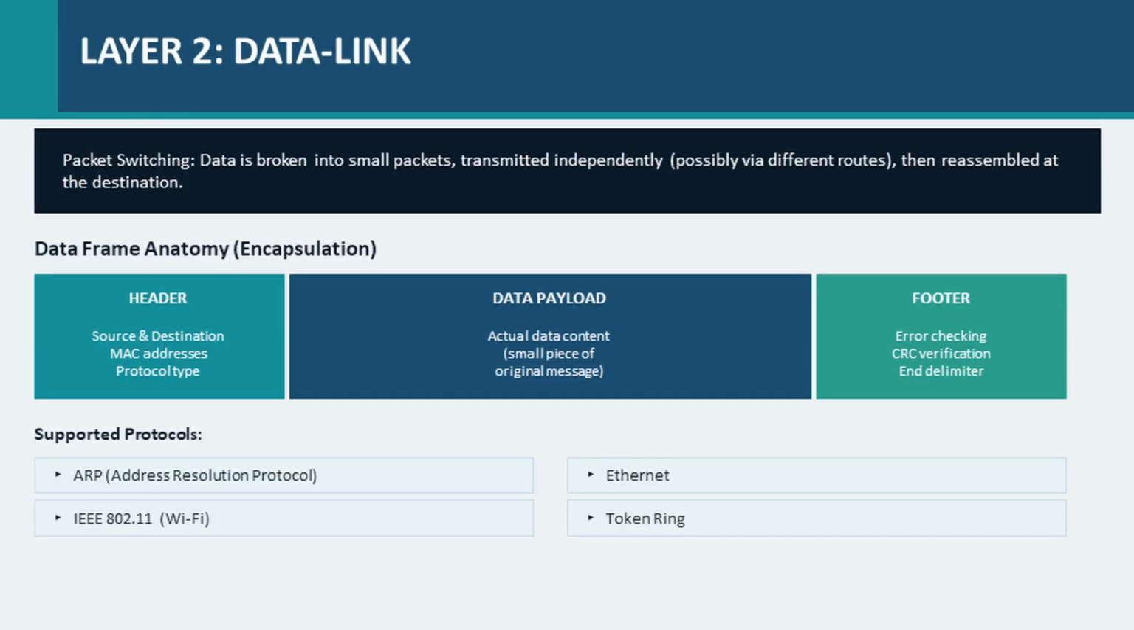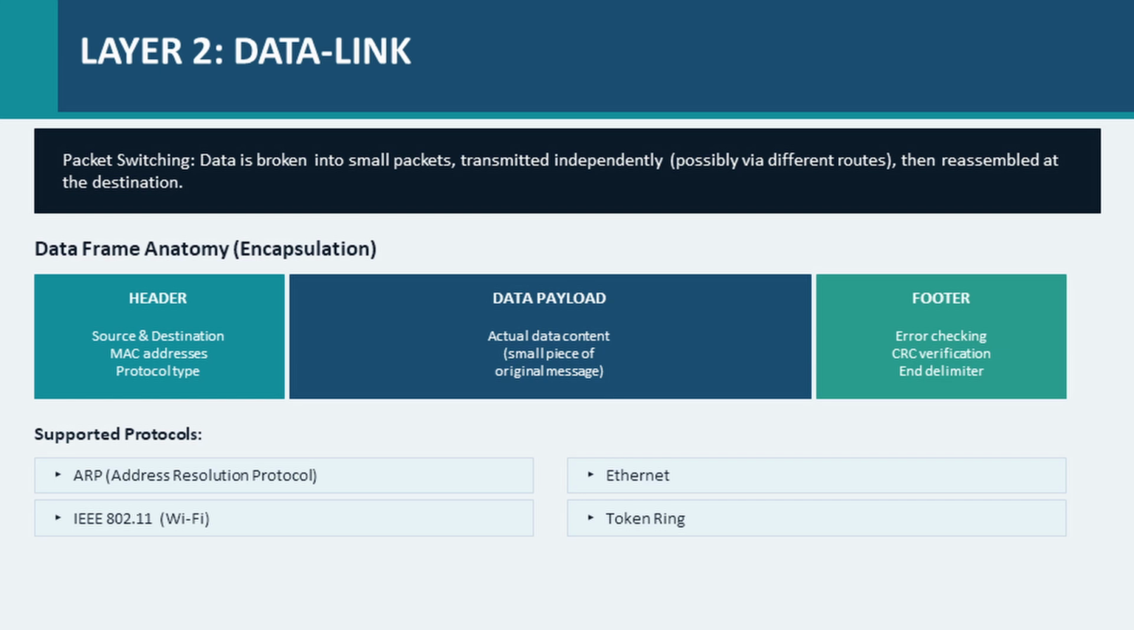Moving up to Layer 2, we have the data link layer. The first key concept here is packet switching. Rather than sending a large message as one continuous stream, Windows networks break data into small, manageable packets. A single email might be split into thousands of individual packets, each traveling independently, possibly by different routes, before being reassembled at the destination. The data link layer is responsible for this reassembly process.